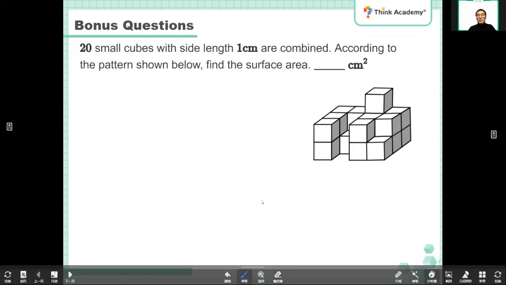So this one, 20 small cubes with side lengths 1 centimeter are combined. According to the pattern shown below, find the surface area of this irregular shape in square centimeters.